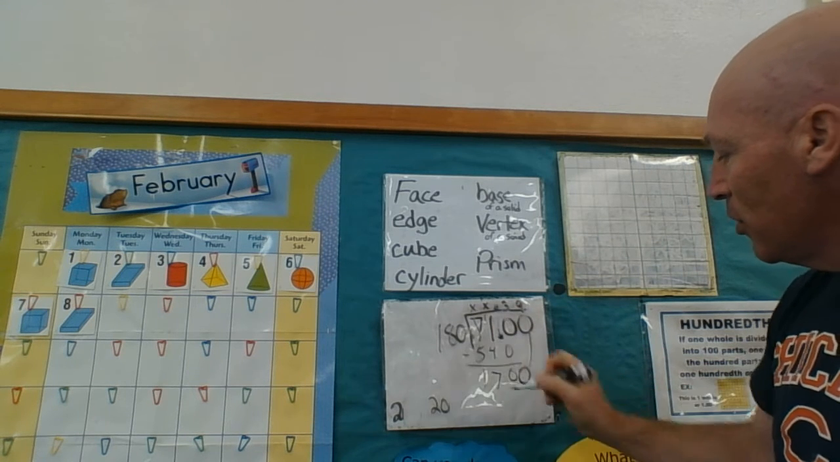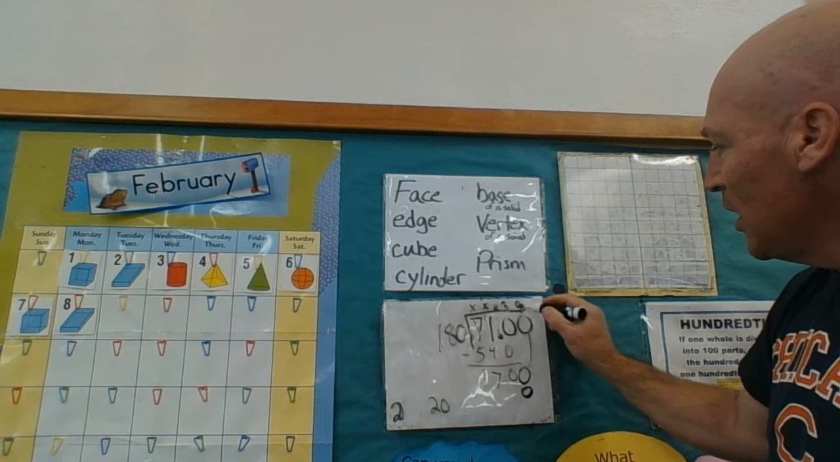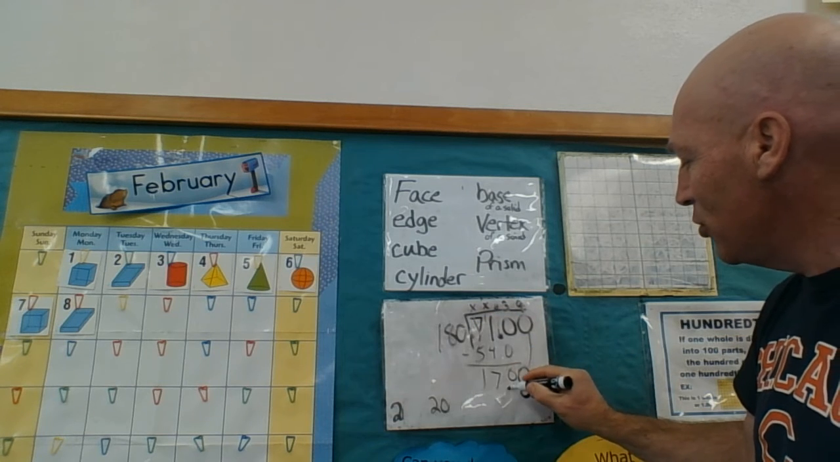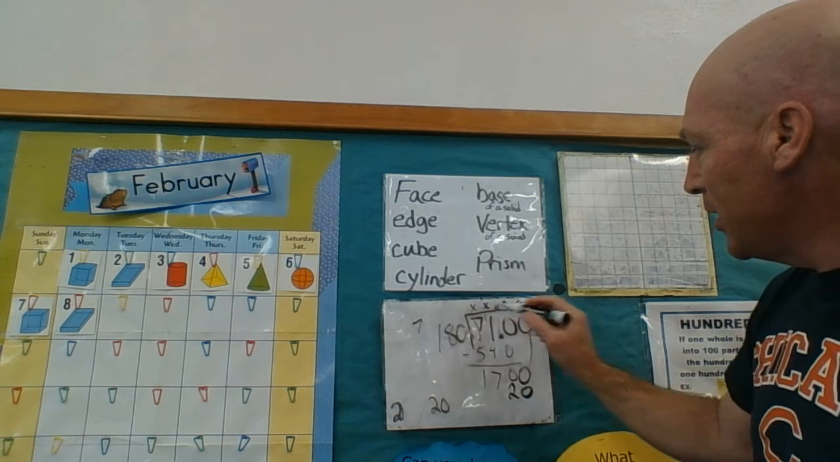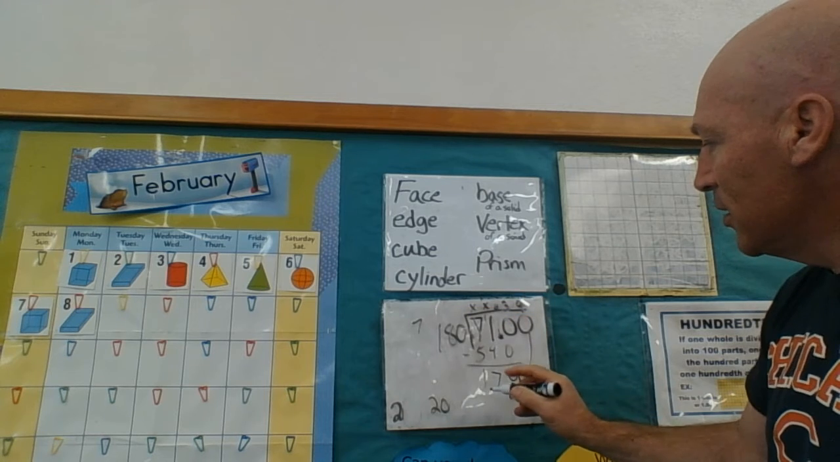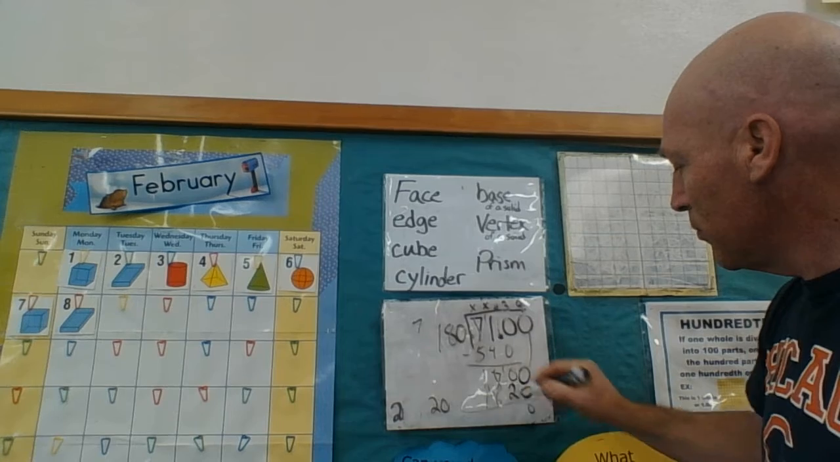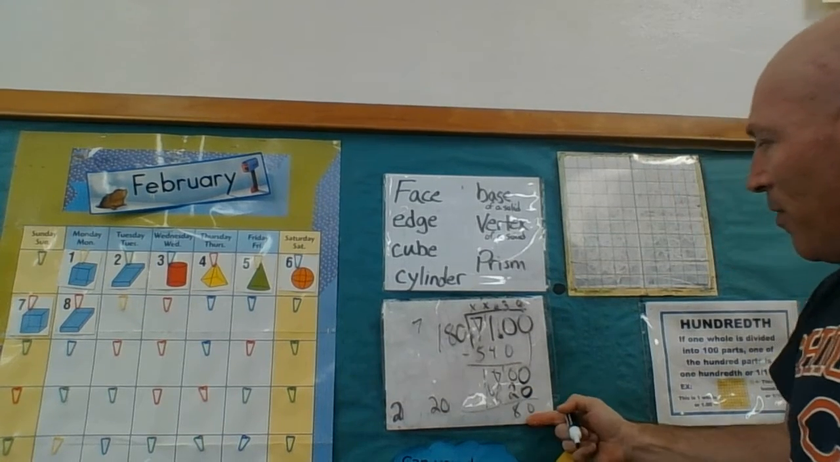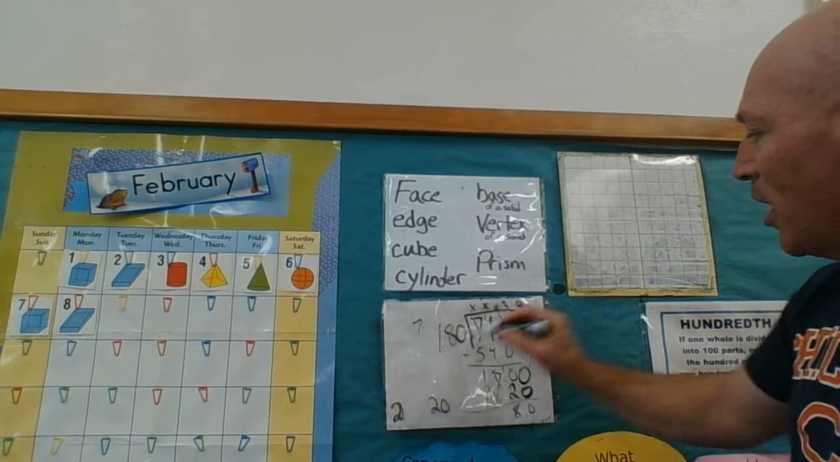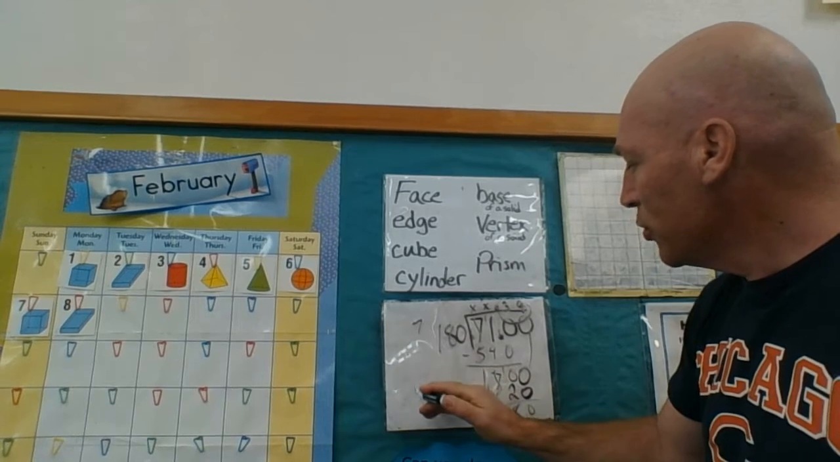So 9 times 0 is 0. 9 times 8 is 72. And 9 times 1 is 9, plus 7 is 16. And there we go. So look at that, 39. So my quotient is 39.